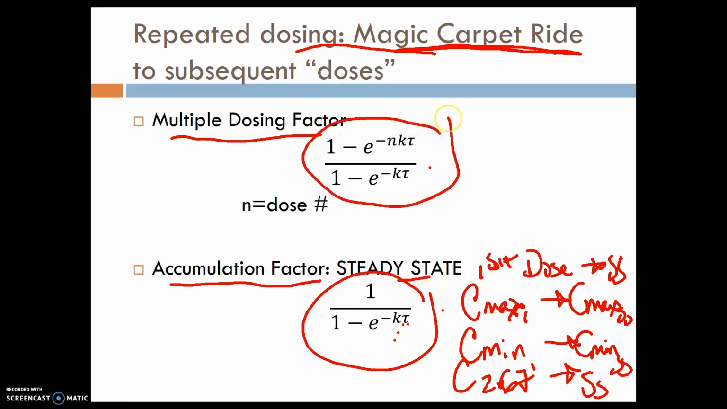This does the same thing, but in this case, it's to whatever nth dose. So let's say you don't know if you're at steady state yet, but you want to know what's going to happen at the second dose or the third dose. You just put the 2 or the 3 in there for the n. Okay, so you again multiply your Cmax for the first dose times a multiple dosing function to take you to the second or third or whatever dose you would like. Notice how similar these equations are. As this n number gets bigger and bigger, this whole thing goes to 0, therefore making it the same thing as the accumulation factor.